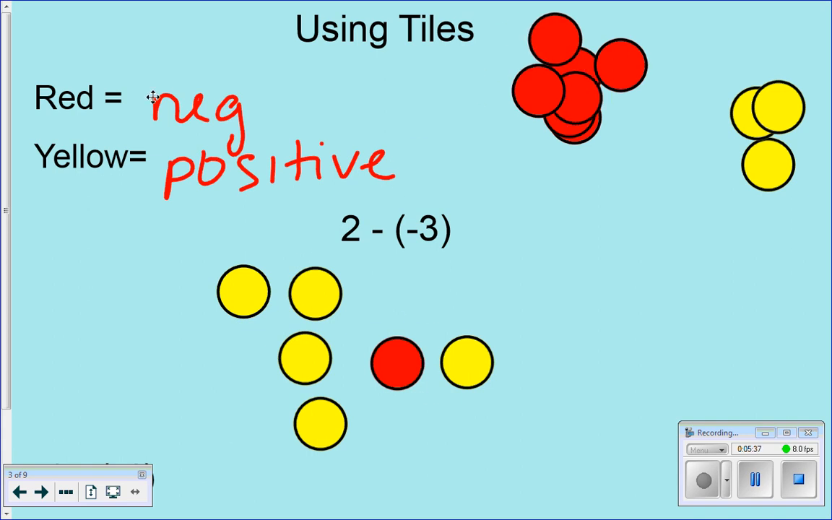Whoop, whoop. My answer is guess what? 5, because how many yellows do I have up here? Now I can count those yellows because I took that red away. Remember? If I take that red away, they don't cancel anymore. So my answer to this problem is positive 5.